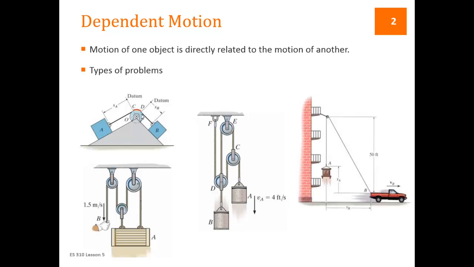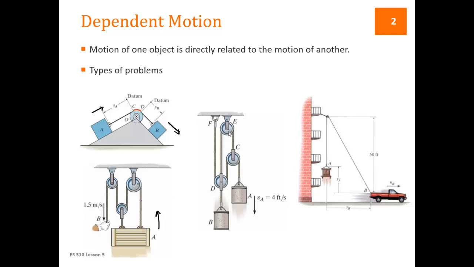This one, for example, has a single pulley with two blocks. So obviously if block B goes down, block A is going to be going up. Alright? Some of these are more complicated. So this one has 3 pulleys in one block, but the one block is attached in 2 different places to the pulleys. So if I pull down at B, block A is going to go up, but not necessarily at the 1.5 meters per second that's shown.